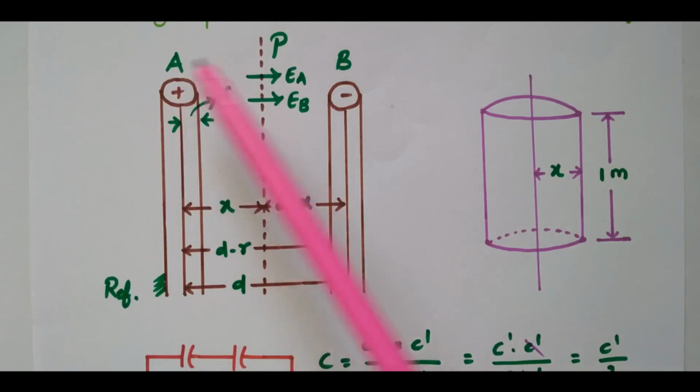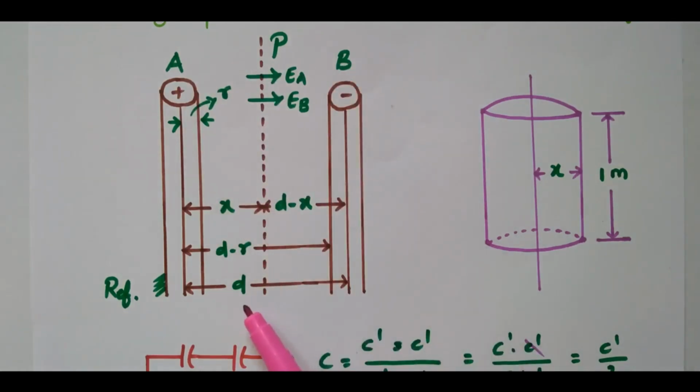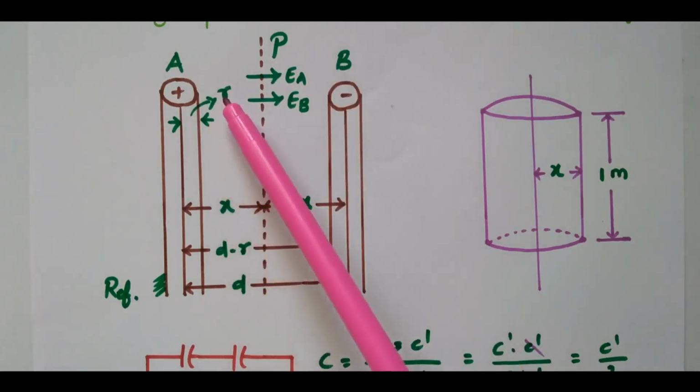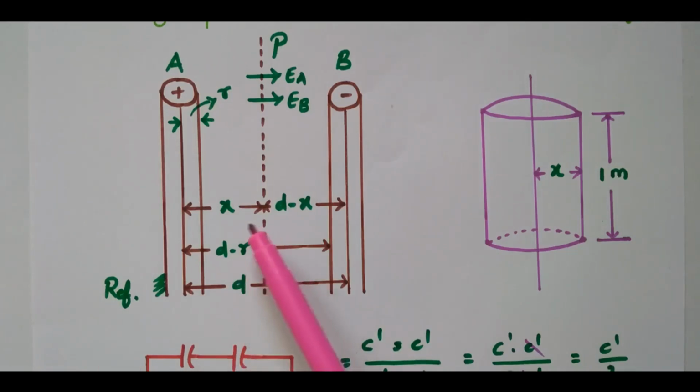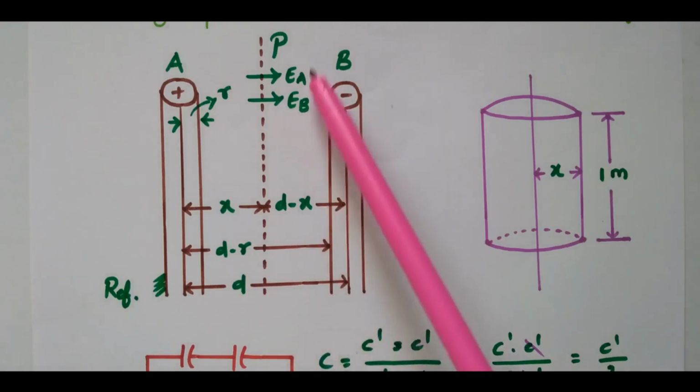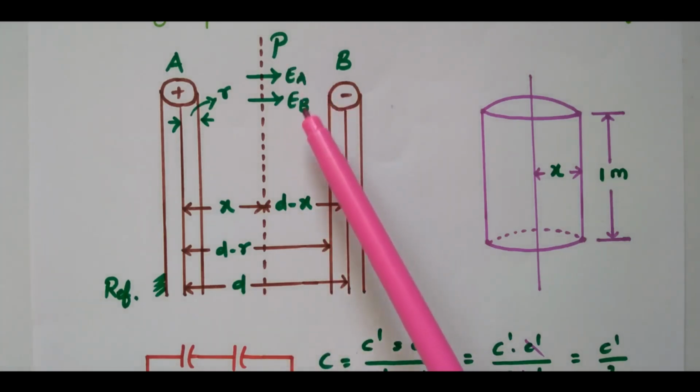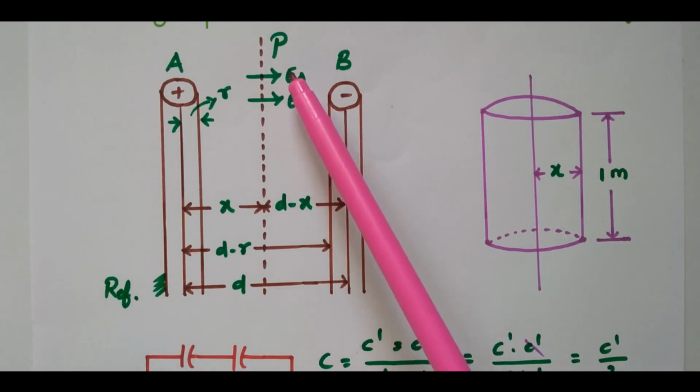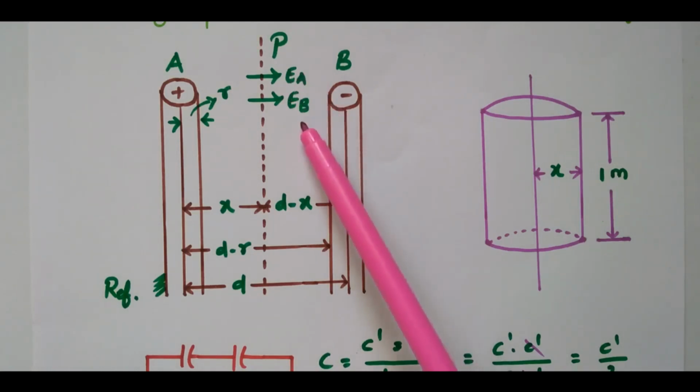So we have conductors A and B, center to center distance is d meter, radius is r meter, and point P is located at a distance x meter from the center of conductor A. The distance between point P and the center of conductor B is d minus x. At point P, EA and EB are the electric field intensities due to conductor A and conductor B.